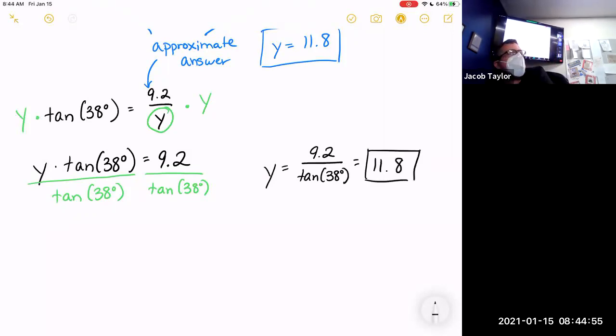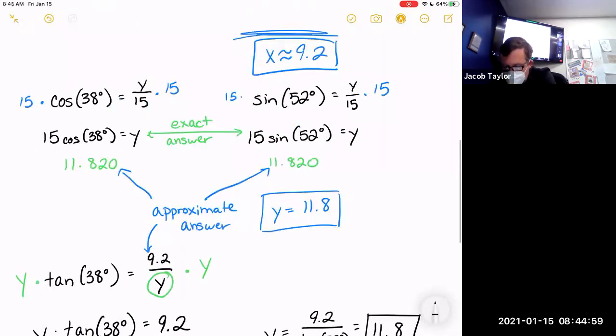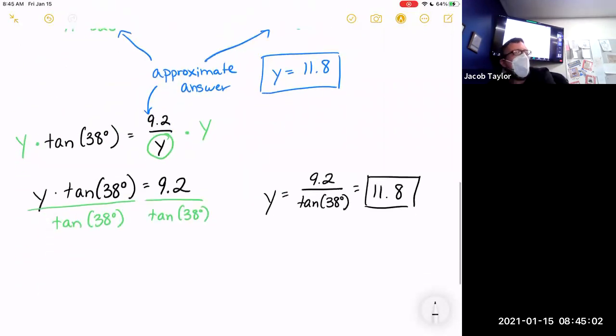Now you'll notice that the first time we got 11.820 when we did it using cosine, and this time we got 11.8 or 11.77. It was off by a little bit. We got answers that rounded to be the same thing, but were very slightly different. Why were they very slightly different? Right, because we used 9.2, which wasn't actually the answer.